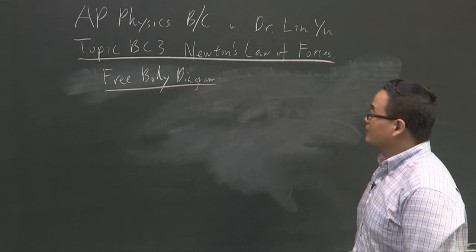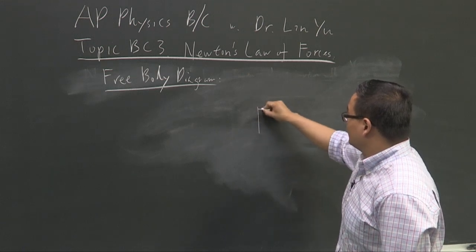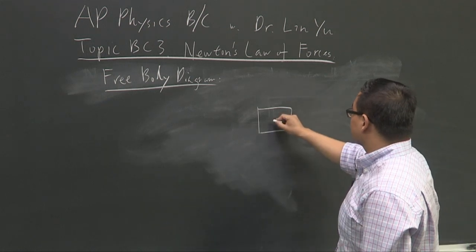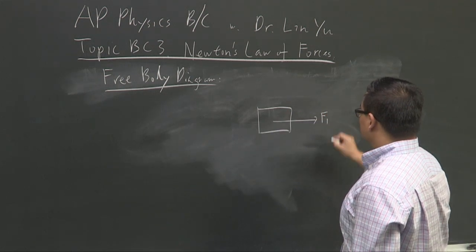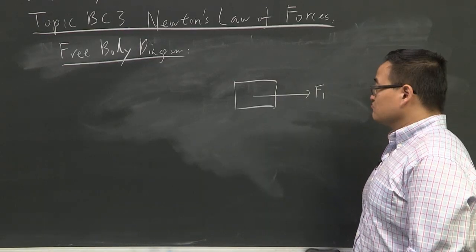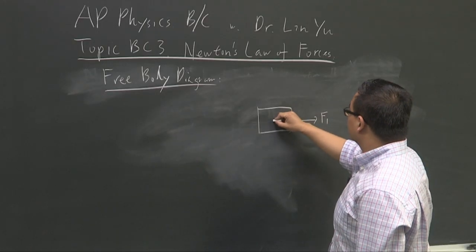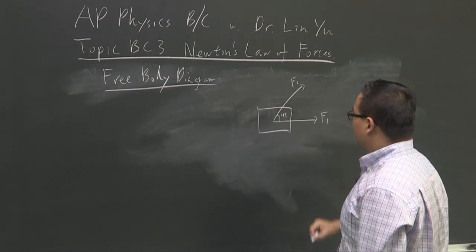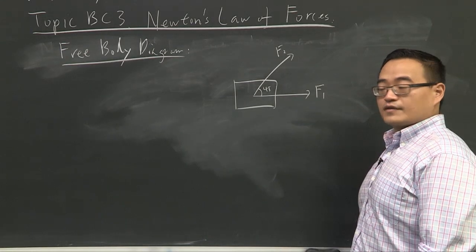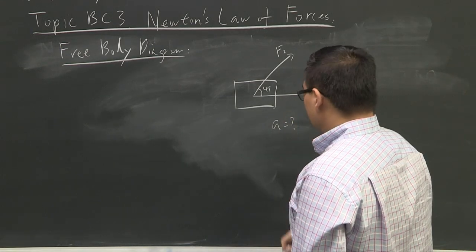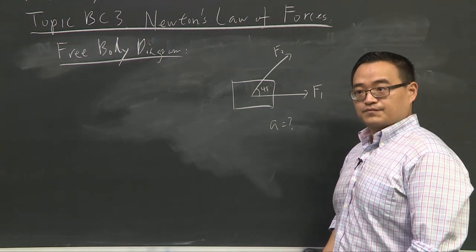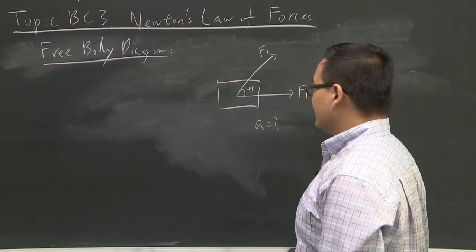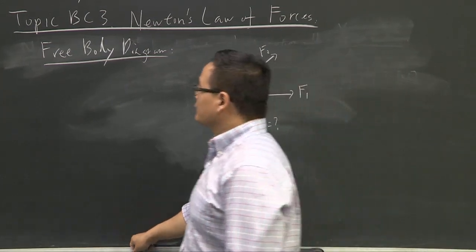Let's say I have this box in the middle. I'm pushing with F1, and then I'm also pushing with F2 of the same magnitude, but at 45 degrees. I want to know what is the acceleration and in what direction it would accelerate. So, free body diagram: 3 simple steps.